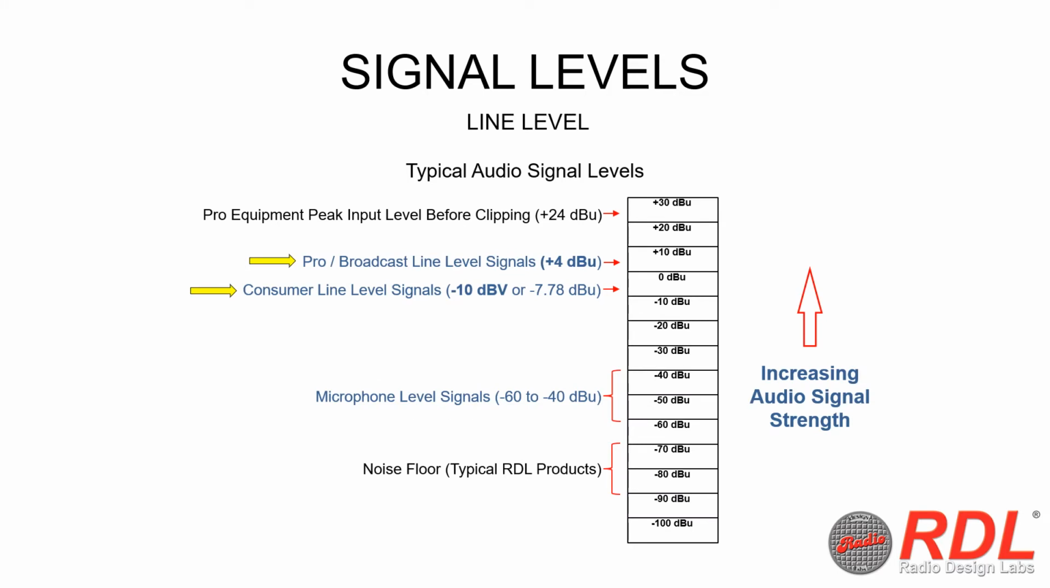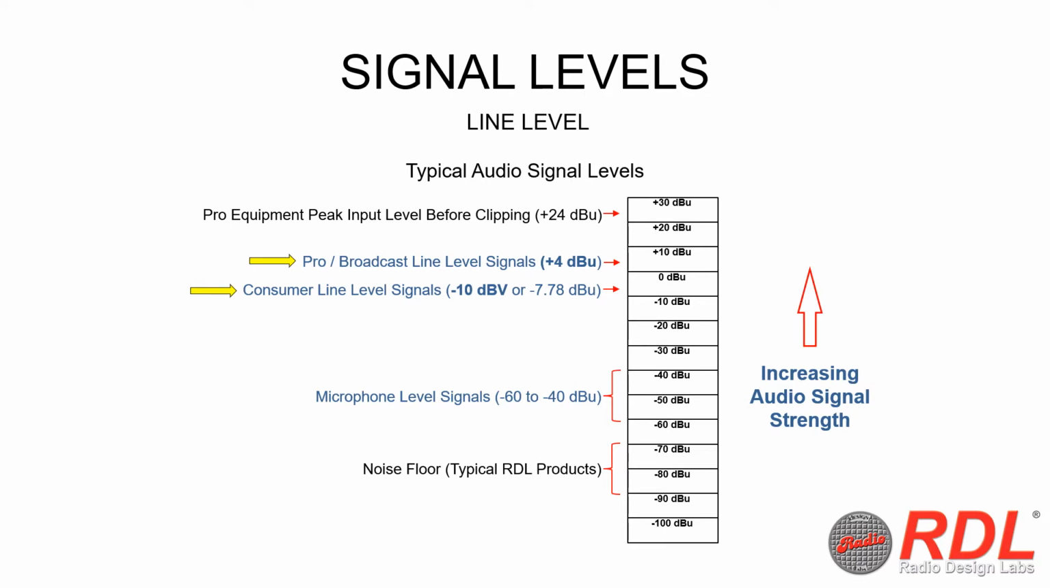The next level up is line level. Line level signals are the highest level audio signals that still need to be amplified. These signals flow through all of the audio electronic devices before reaching an amplifier that powers your loudspeakers, which are typically just called speakers, or headphones. This applies to both pro and consumer audio systems.